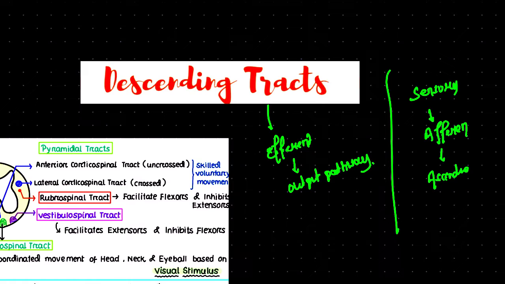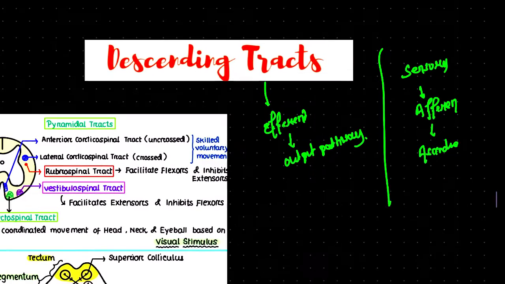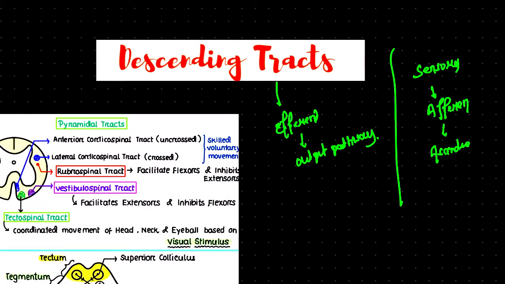Now what is going on is that in the ascending pathway, the input, the impulses, the sensory information, we sent it all the way to the cortex. Now here we are sending the motor response from the cortex area to the effector area. So it is called the descending tract. It is the efferent or output pathway. We are providing the output right now.